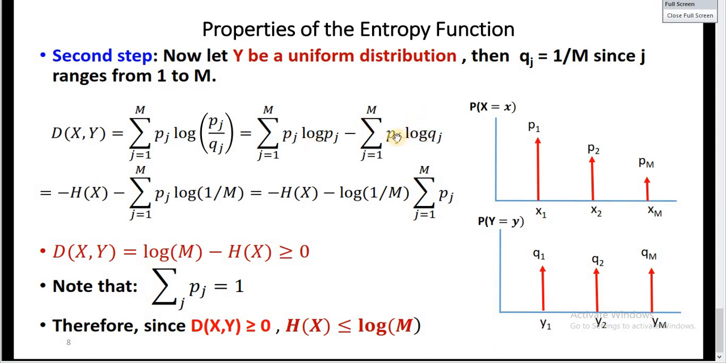As for the second term, we have p sub j log q sub j, where q sub j equals 1 over m, since the symbols in the reference distribution are equally probable. So this is p sub j log 1 over m, which equals minus h of x minus, this is a constant, we can take it out of the summation, minus log 1 over m, and we are left with the summation of p sub j. But again, the summation over all probabilities of this distribution p sub j equals 1. Therefore, d of x and y equals minus h of x plus log base 2 of m.